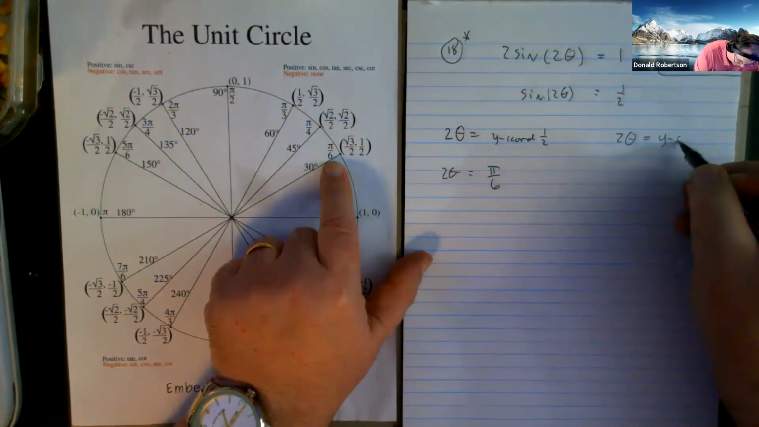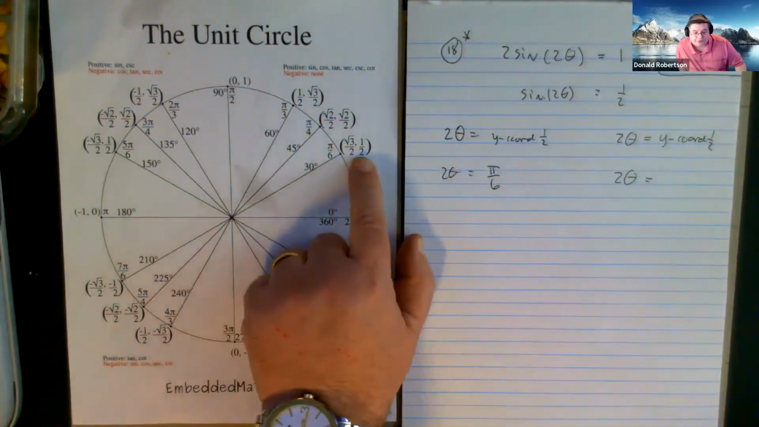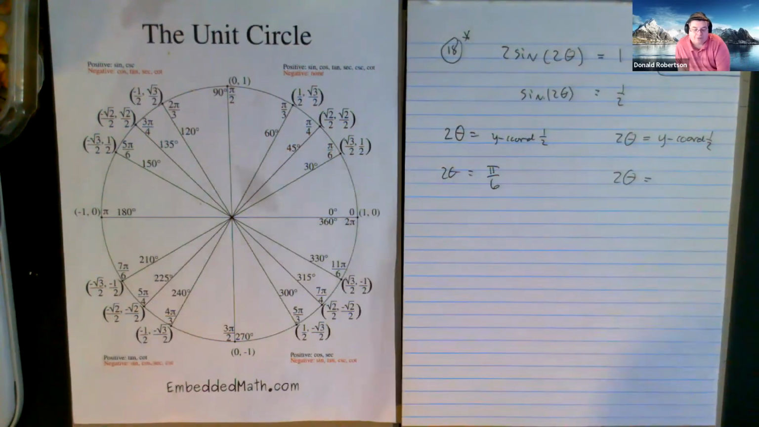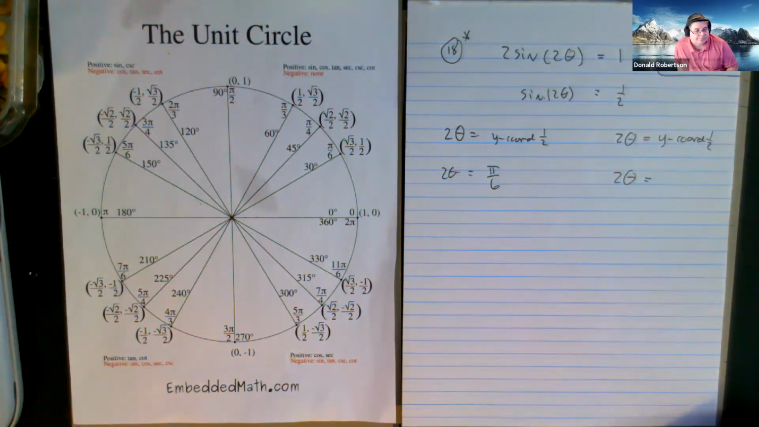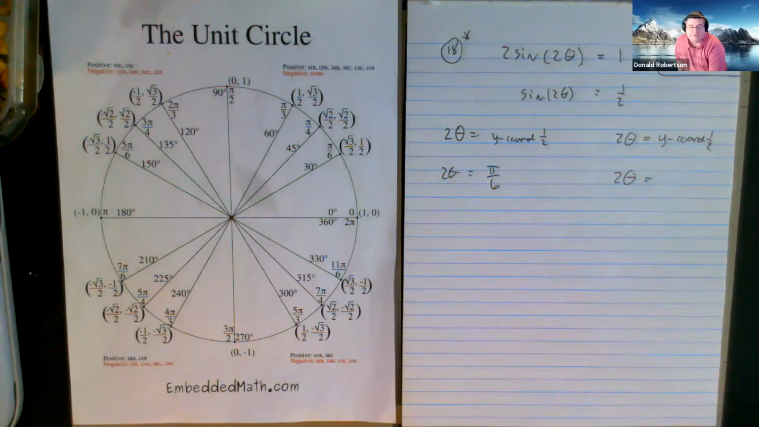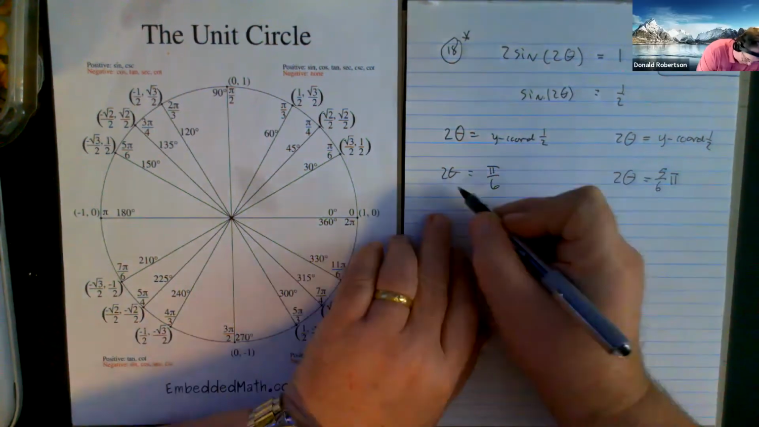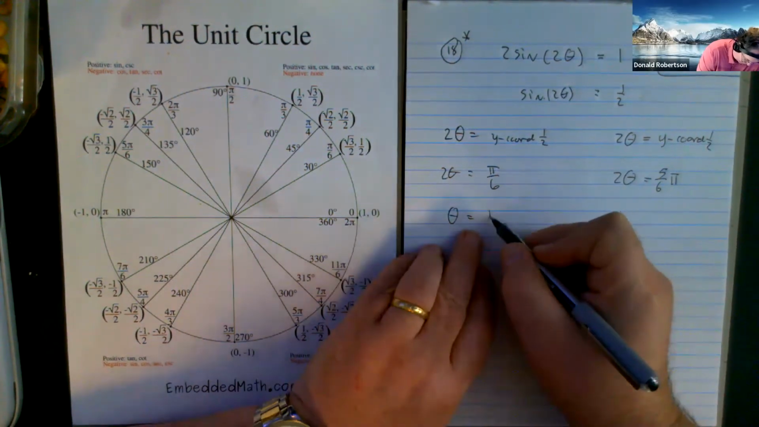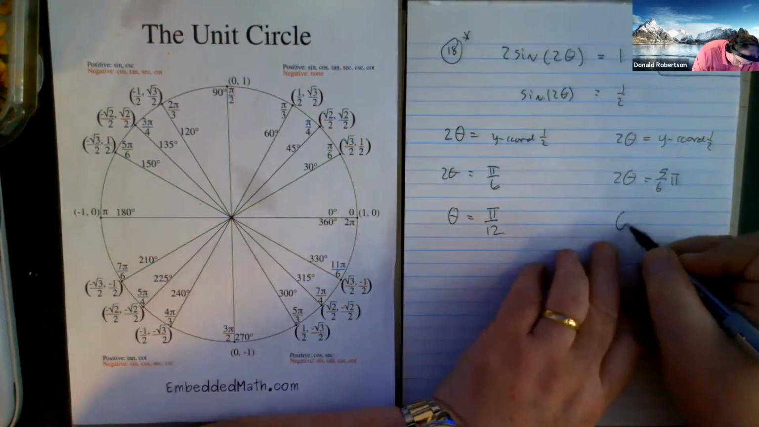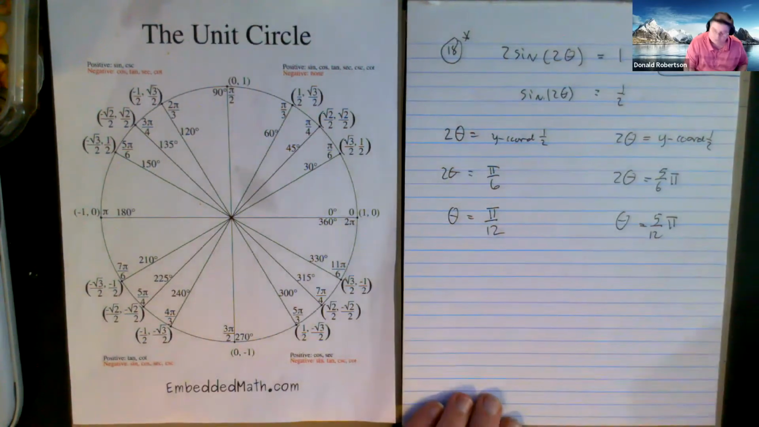I'm also looking for a second answer where the y coordinate is a half. Would you agree this guy has a y coordinate of a half? What angle also has a y coordinate of a half? In radians, which angle has a y coordinate of 1/2? 5 pi over 6. Okay. Now I'm going to divide both sides by 2 to find what theta is. So that becomes pi upon 12. Divide both sides by 2, and that becomes 5/12 pi. Is everybody so far so good?